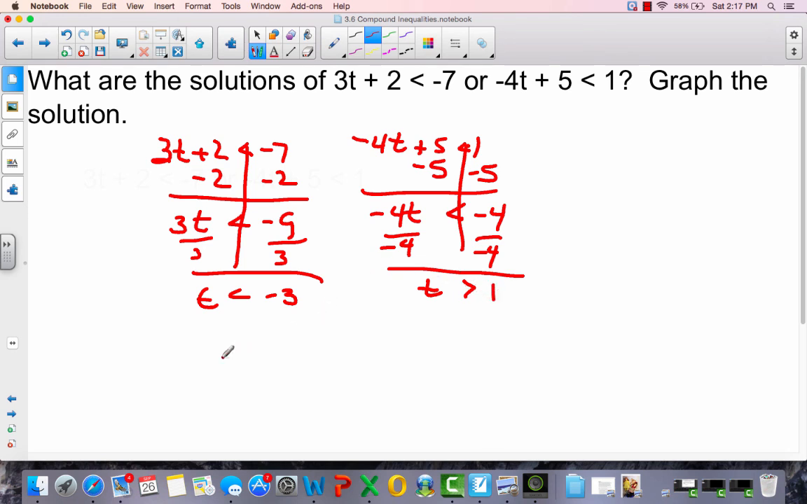So we come down here and we graph. There's 0, negative 3, and 1. t is greater than 1. And t is less than negative 3. Okay? So the OR ones are just done like you normally would do. It's like doing two problems and graphing them on the same line. The AND ones you do simultaneously.